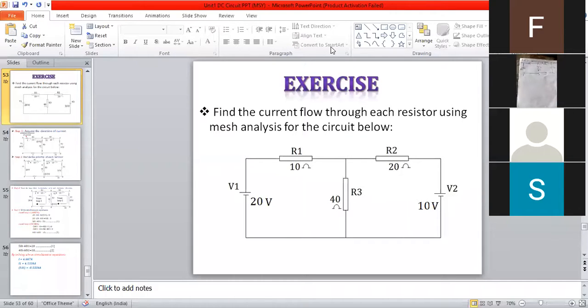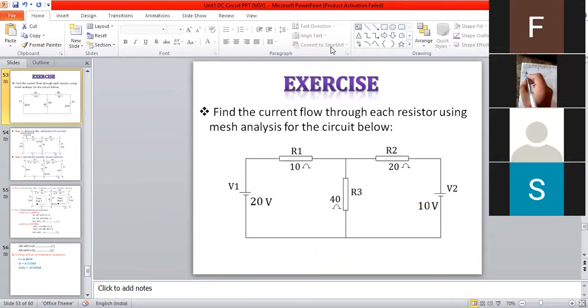So first, what is the procedure? Decide the current path, the current direction, so you have to choose here now. We are considering the loop like this. I will consider this current as I1, this one as I2, and this one as I1 minus I2. That is left to you, so you can consider the opposite direction also.